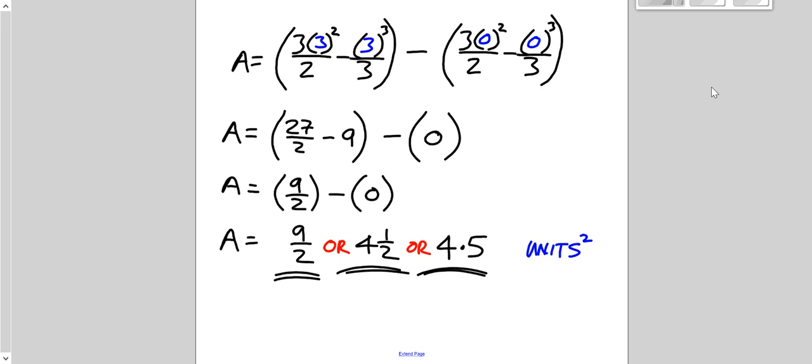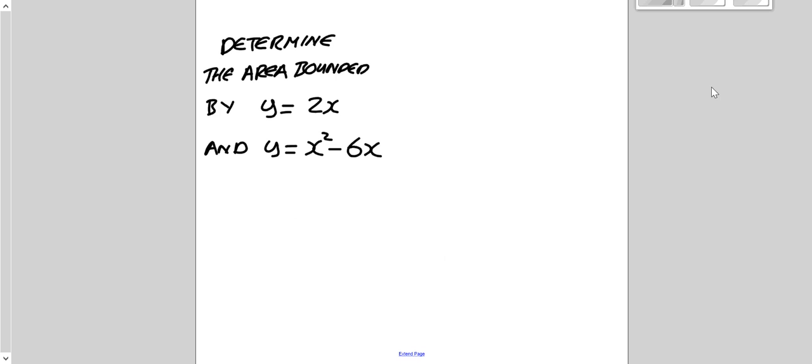Oh, and remember, our scenario here, we were talking about an area, so I put in units squared. But please, folks, integration doesn't always refer to area. It can refer to loads of topics. We're just using area initially, because that was one of the first reasons it was developed for. Right, okay, let's move on.